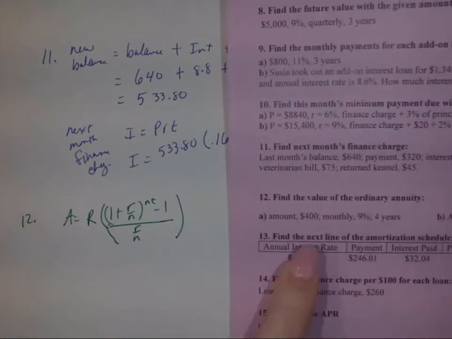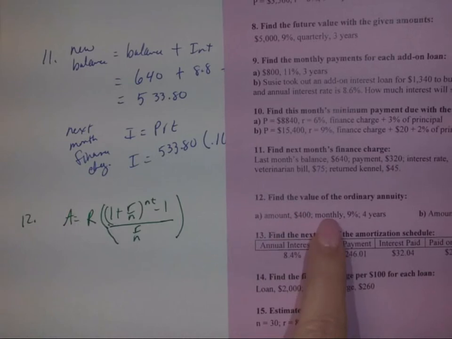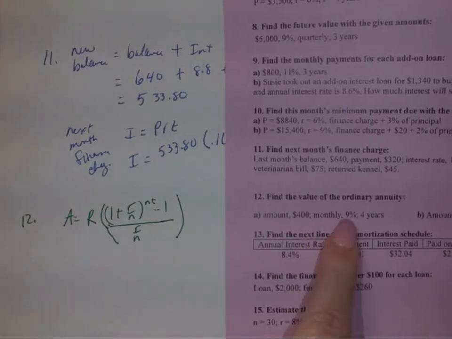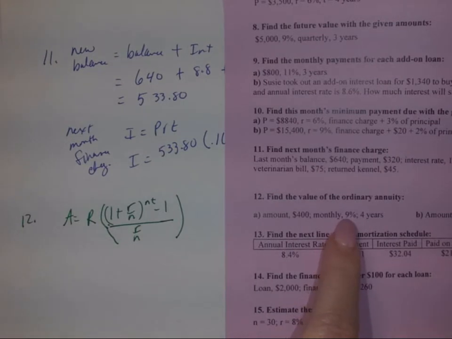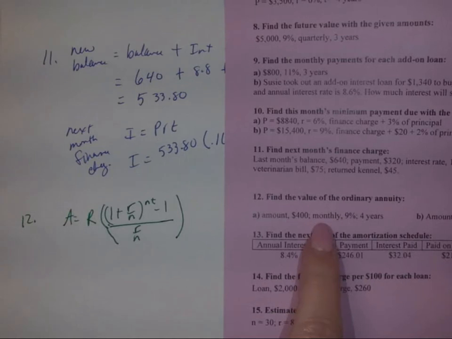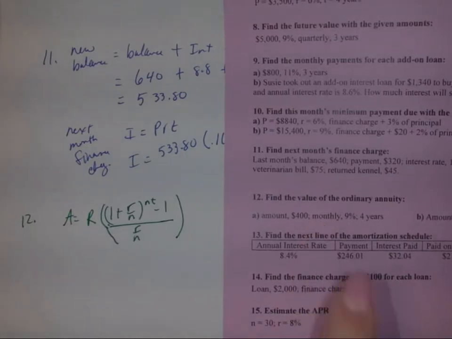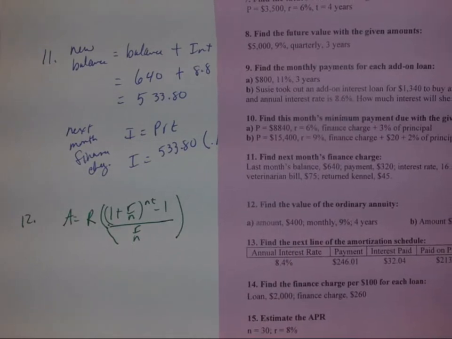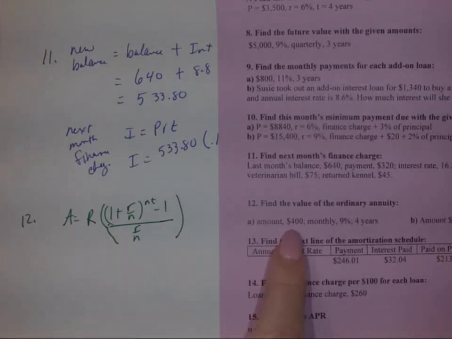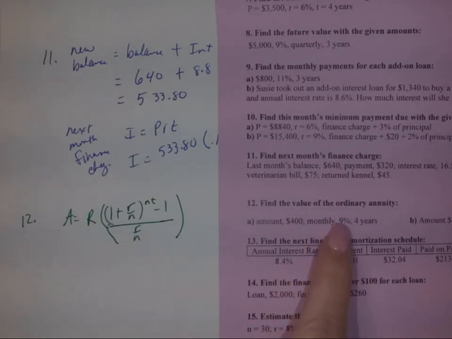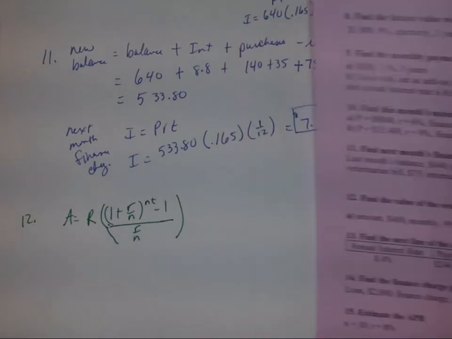And our amount is 400. It is monthly, so that tells us that our n will be equal to 12. 9%, that'll be 0.09. If we're doing monthly, n is equal to 12. So sorry. All right, so we have the big R is equal to 400. Monthly is our little n for 12. 0.09 and 4 is equal to our T.